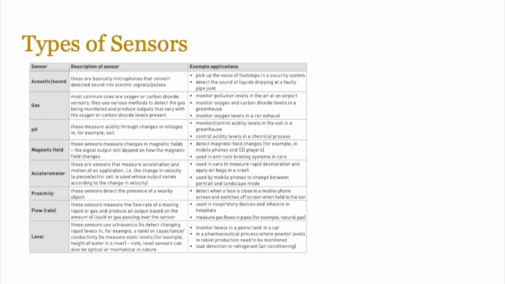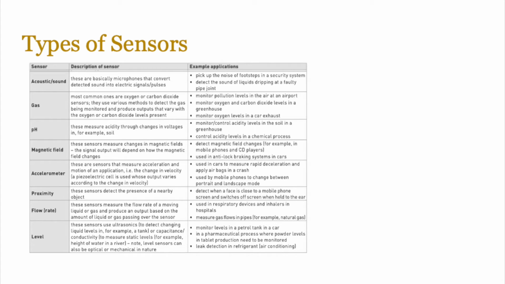Gas sensors are most common in factories, and they're normally used for oxygen or CO2 or carbon monoxide or various different types of gases, and they monitor pollution levels in the air. They can monitor oxygen and carbon dioxide levels in a greenhouse, and also oxygen levels that are being emitted in a car exhaust, which tells you how much pollution a car causes.